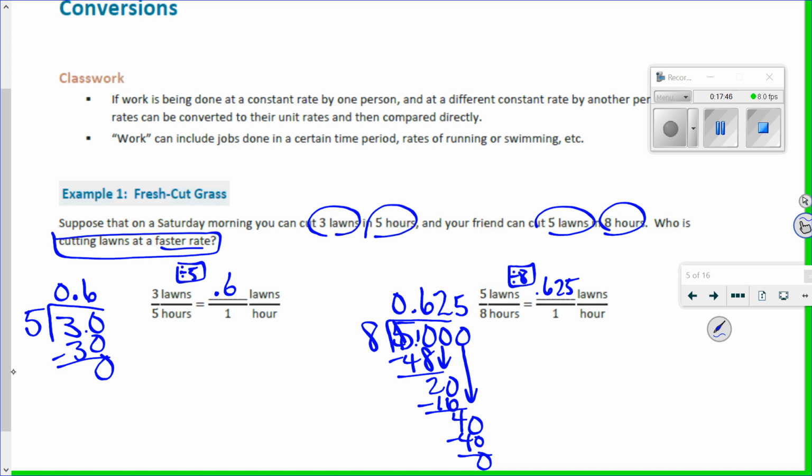So have we answered the question yet? We did? Emma? Good. What is the sentence? Who is faster? Who's faster? So my friend cuts lawns faster.